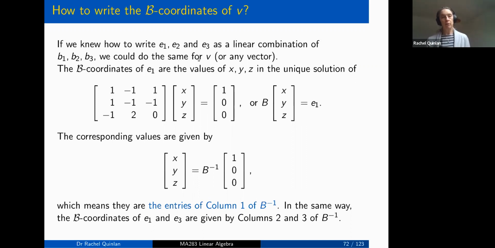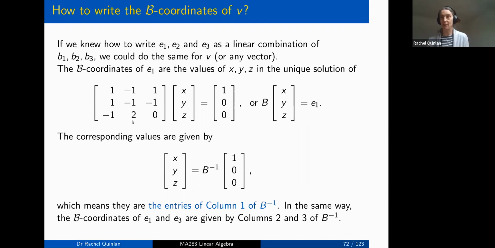Okay, so to figure out how to write E1 as a linear combination of the three columns B1, B2, B3, which are written here into this 3x3 matrix, what we need are the values of the coefficients x, y, z, for which x times column 1 here, which is B1, plus y times column 2 here, which is B2, plus z times column 3 here, which is B3, is equal to 1, 0, 0.